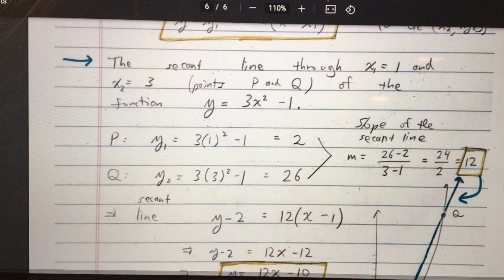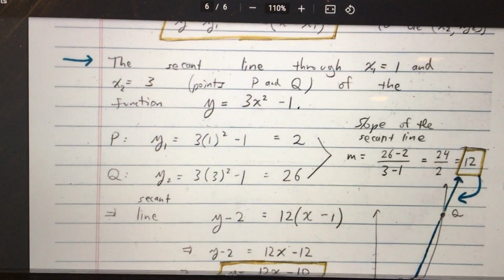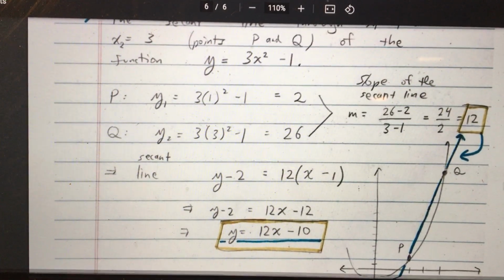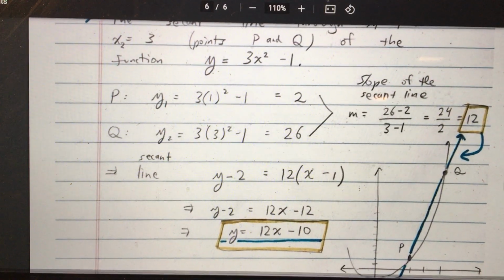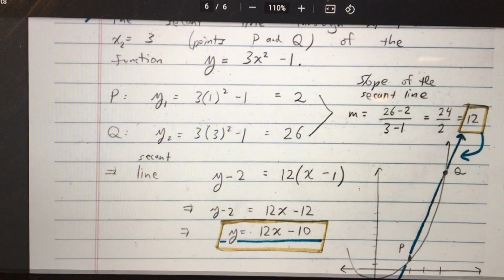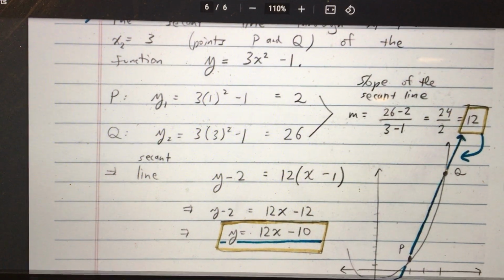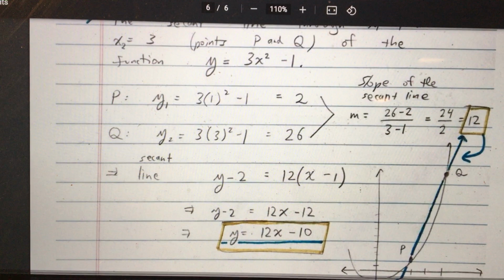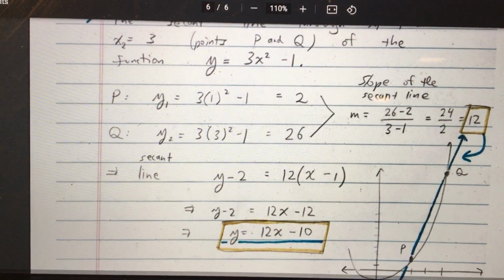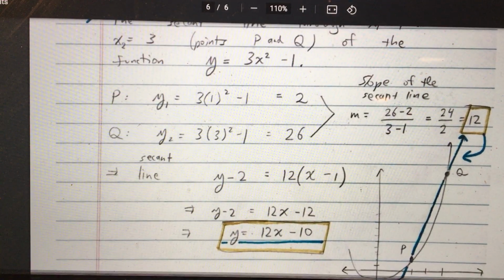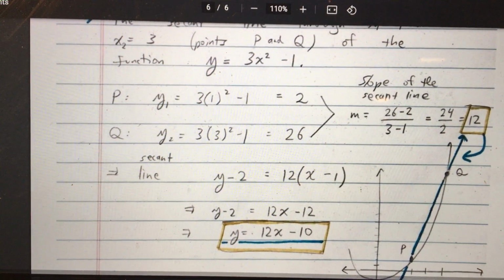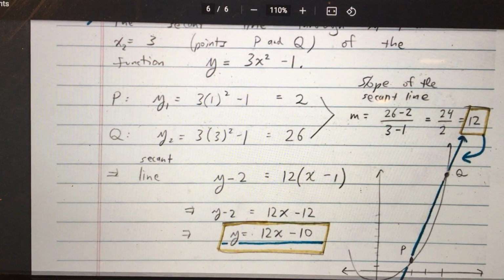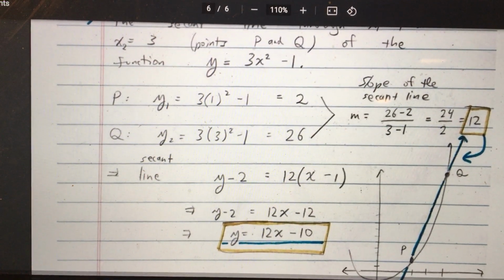So to find the y value for a point P, which I drew down here, first I plugged in x equal to 1, and then that says to square it, order of operations, then multiply by 3, then subtract 1. So I get just 3 minus 1 equals 2. When I plug in 3, I square it. I then multiply the answer by 3 and subtract 1, so I get 9 times 3 is 27, minus 1 is 26. So those are the two y values.